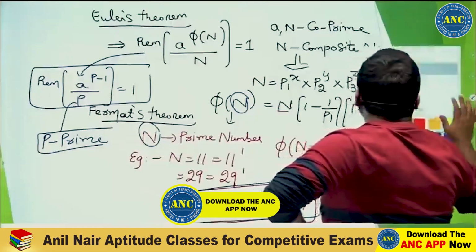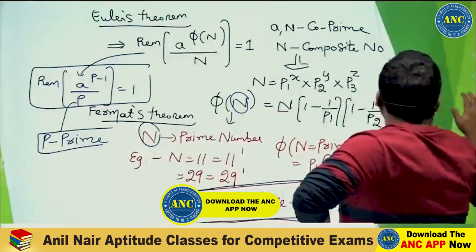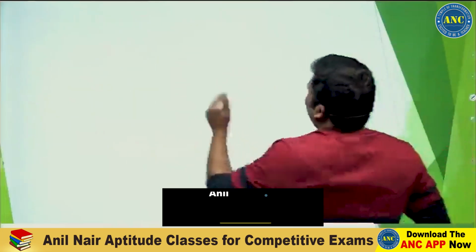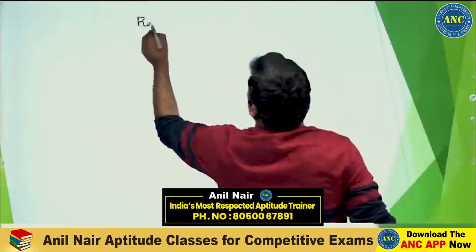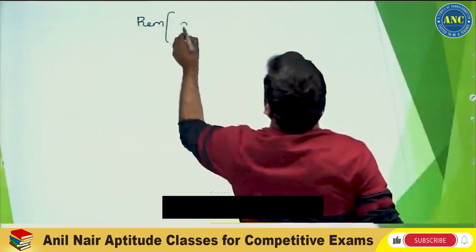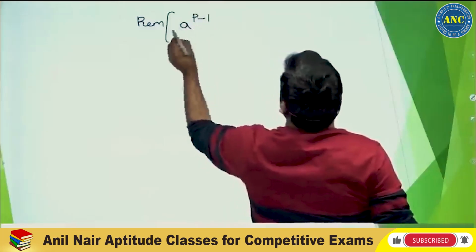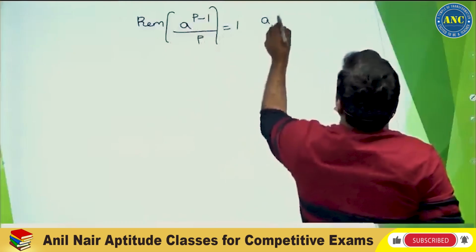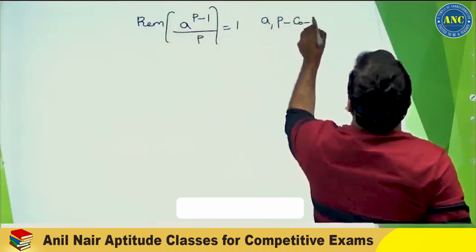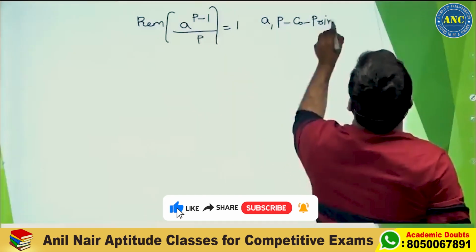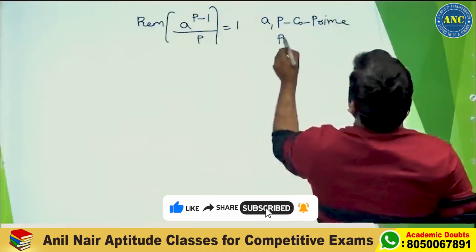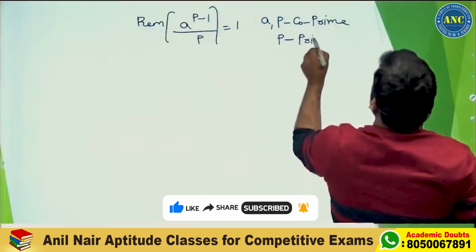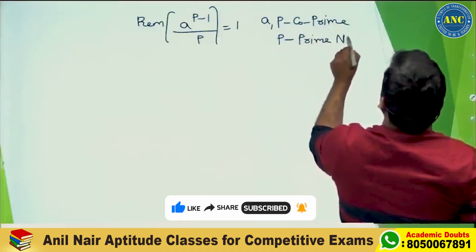If the denominator is a prime number, then Fermat's theorem says the remainder of a power p minus 1 divided by p is equivalent to 1, where a and p are co-prime to each other, and p is nothing but a prime number.